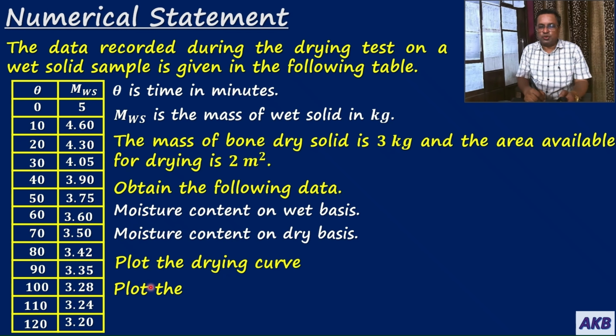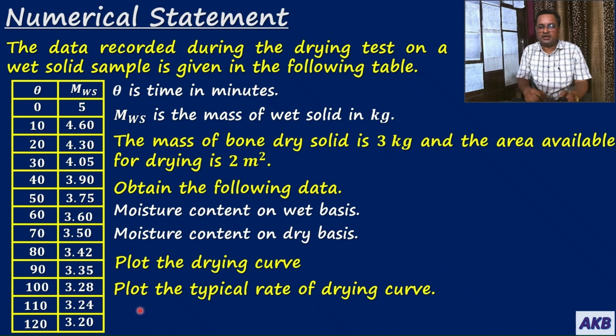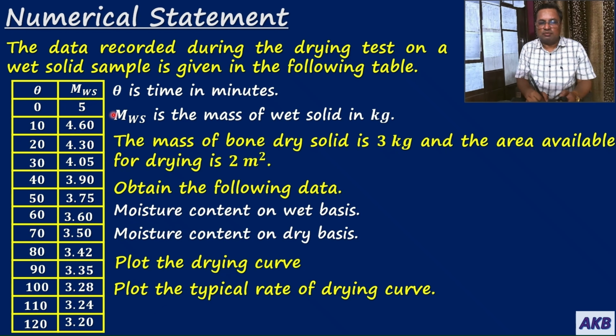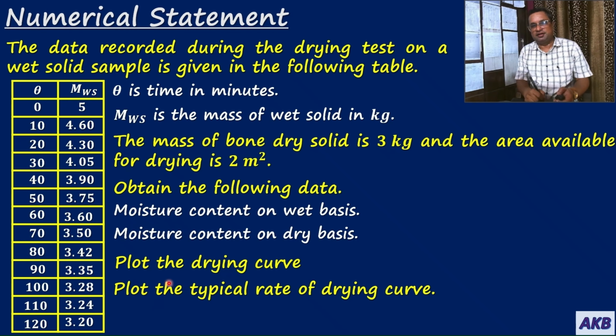And then we have to plot the drying curve first. And after that, using the drying curve, we are supposed to plot the typical rate of drying curve. So we have mass of wet solids at various time intervals. First we have to get moisture content on wet basis, and then moisture content on dry basis. Then we have to plot the drying curve, and we also have to plot the typical rate of drying curve. So this is the numerical statement.